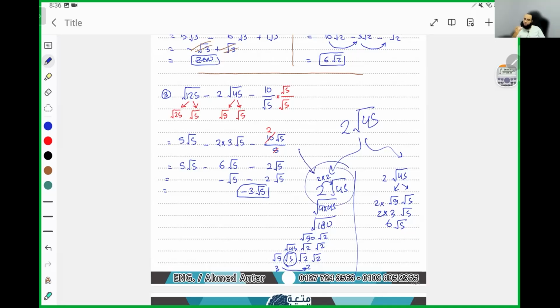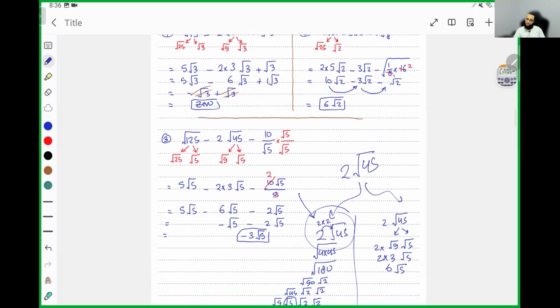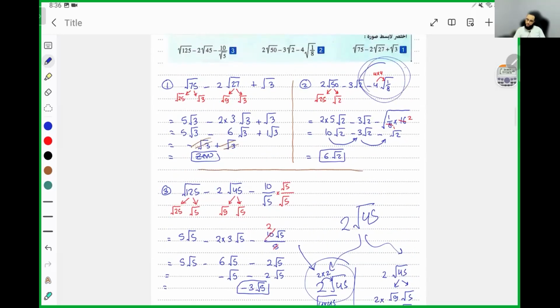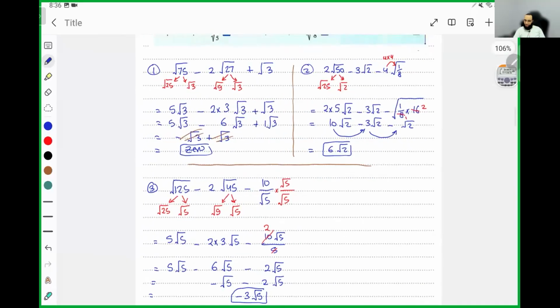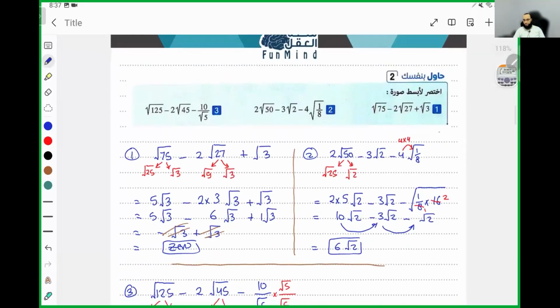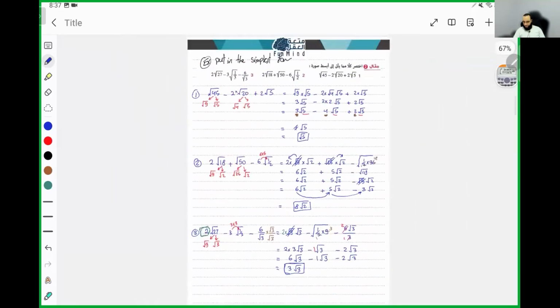Only you have to put the number inside the square root if you have a fraction. If you have a fraction only, like this question. Okay? Because with the usual problem, it makes it more difficult. Okay. Let's go for the next.